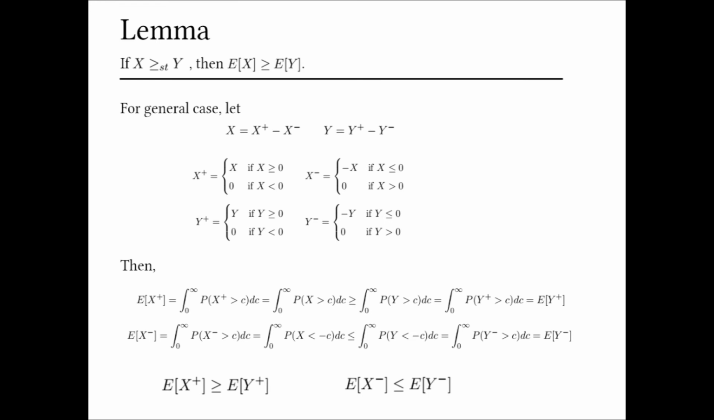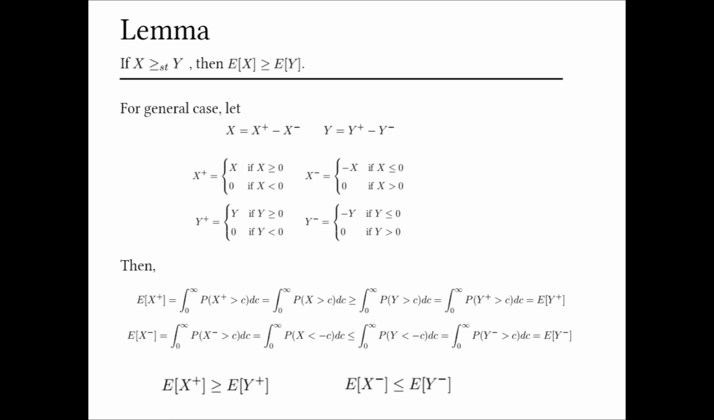After defining these, we can write the expectation of x plus as the integration of the probability x plus greater than c from 0 to infinity. Since this integration is from 0 to infinity, we can simply replace the probability x plus greater than c by the probability of x greater than c. And since we know that random variable x is stochastically larger than random variable y, similar to the first case, we can simply say that the first integration is greater than or equal to the second integration.